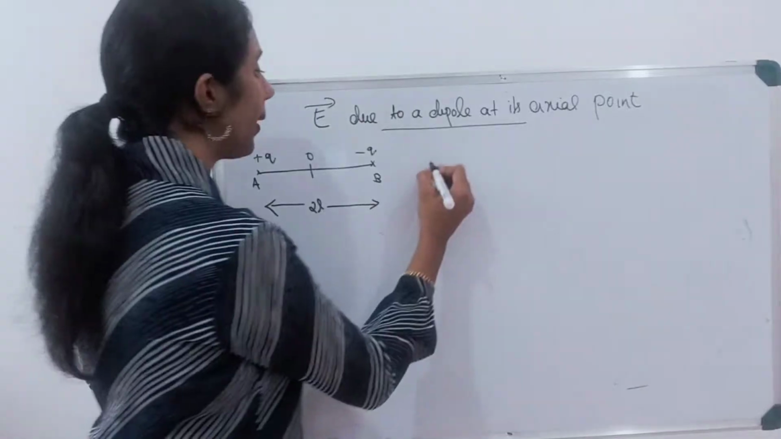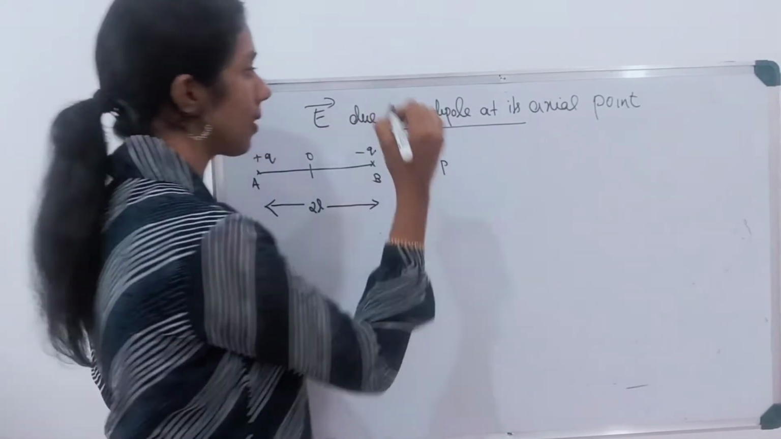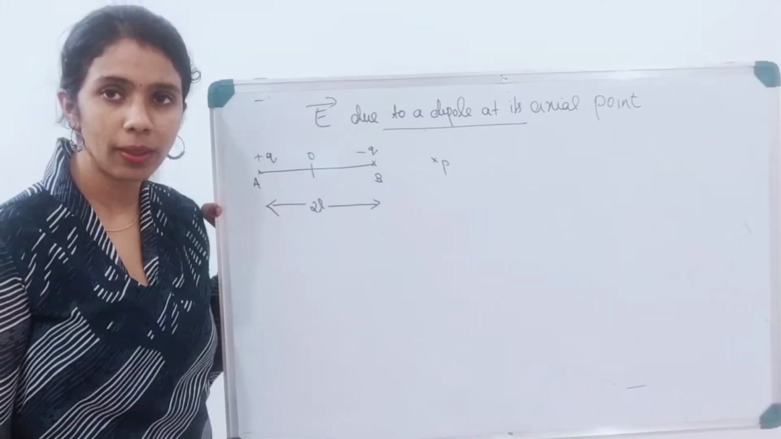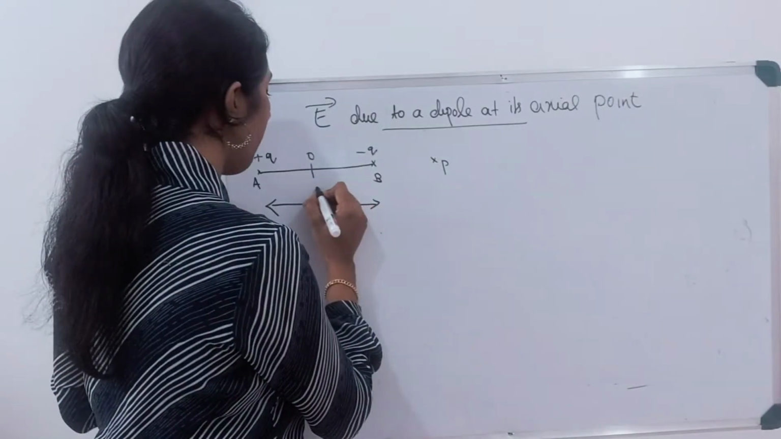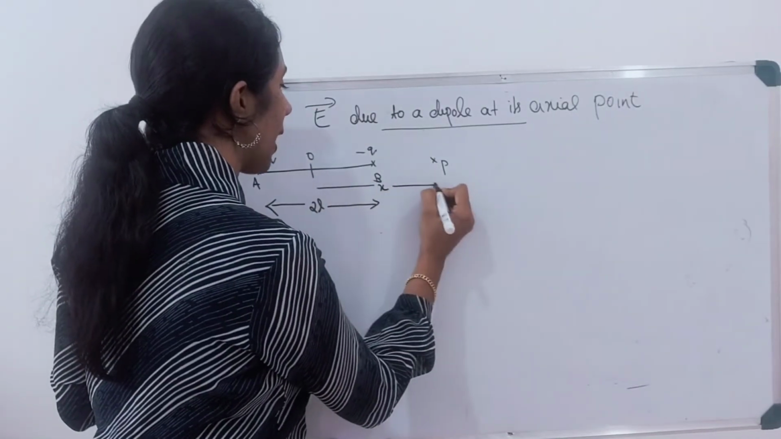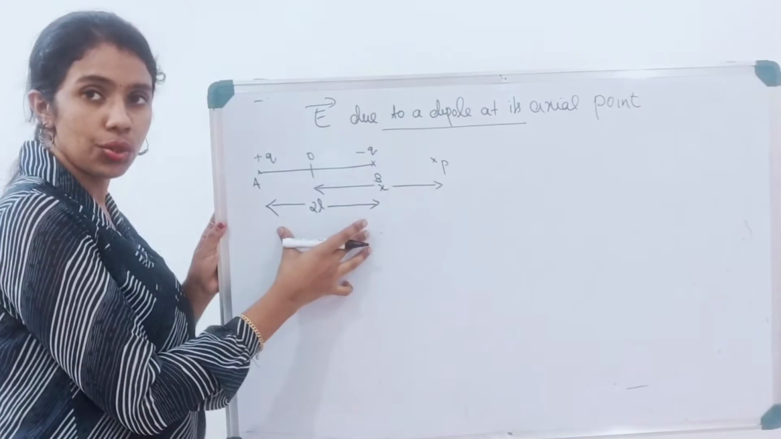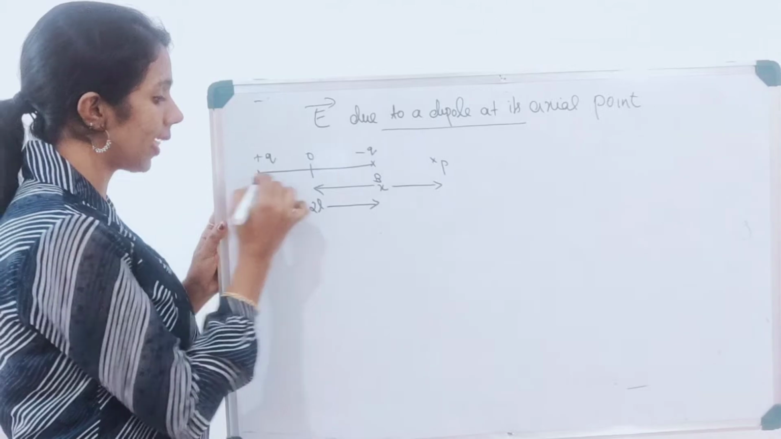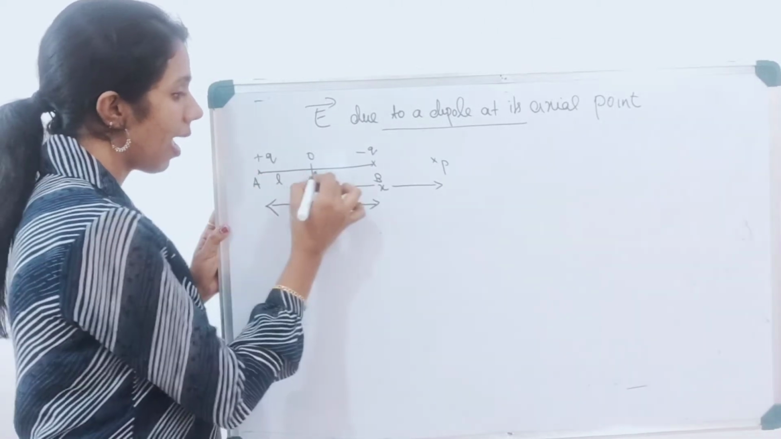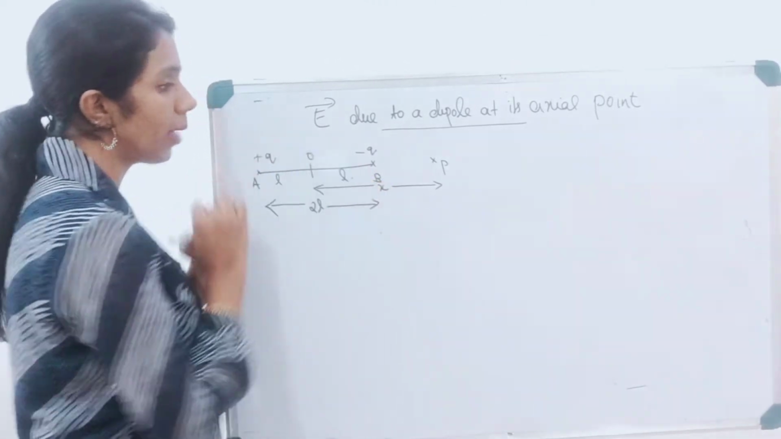Now we wish to calculate the electric field at the point P, which is an axial point of this dipole. Let the distance between midpoint and P be x. Now, since the total length is 2L and O is the midpoint, AO can be written as L and OB is also equal to L.